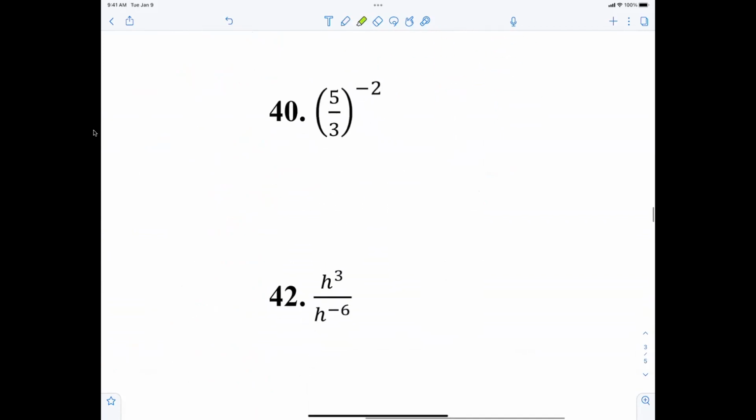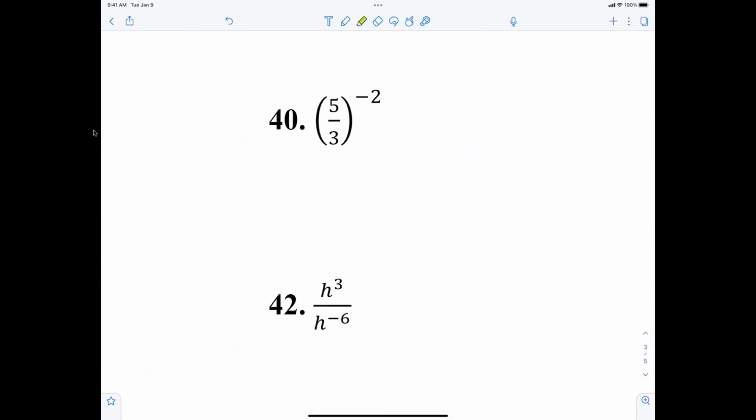Now look at 40, just to double check. Everything is to the negative 2. So I'd like everybody to say that's the same as 3/5 squared, and that's just 9 over 25. If you left it as 3 squared and 5 squared, I wouldn't object, but with simple numbers, we normally just go ahead and work it out.